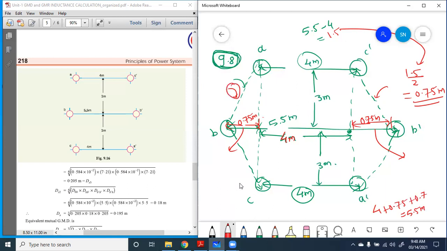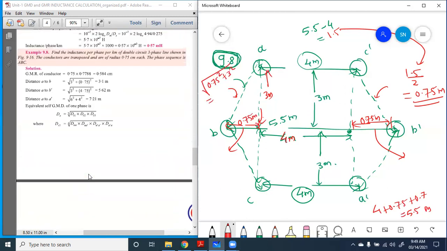This distance is calculated by using the Pythagoras theorem. Now, what is the Pythagoras theorem? This distance becomes 3 meter and this distance is 0.75. So the distance becomes the square root of 0.75 square plus 3 meter square, that is 3.1 meter. Obviously, this distance is also 3 meter.